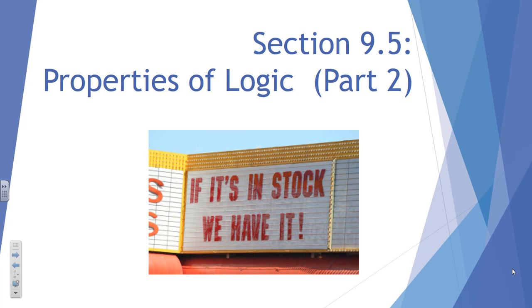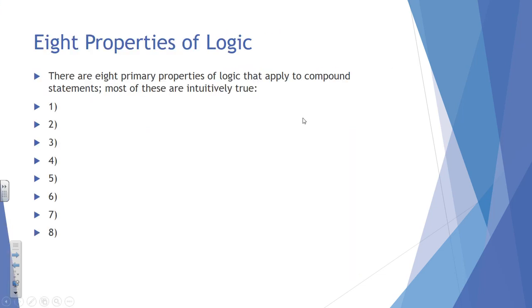Welcome back for part 2 of our section on properties of logic. In this section, we'll look at the 5 remaining fundamental properties of logic and how to prove them using truth tables. As a quick review from part 1, there are 8 properties of logic. If you haven't watched part 1, go ahead and do that now.